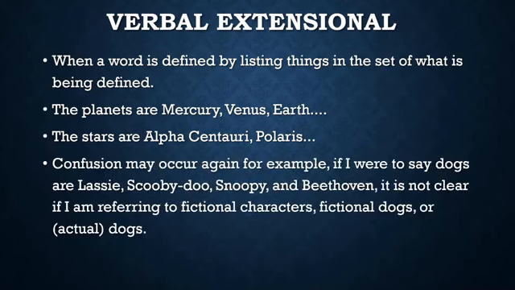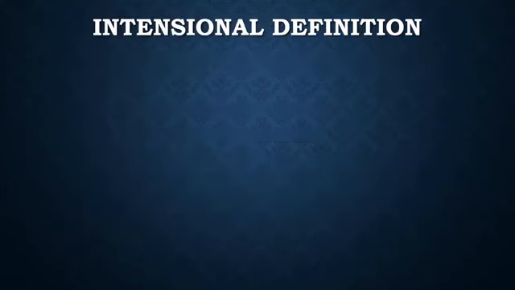Now, again, confusion might occur. So if I were to say to somebody, well, dogs are Lassie, Scooby-Doo, Snoopy, Beethoven. Now, it's not clear if I'm referring to fictional characters only, because all of those are fictional characters. Maybe it's limited to fictional dogs. Maybe I am talking about actual dogs, because there certainly have been dogs with those same names. So it can be confusing when you're just listing words.